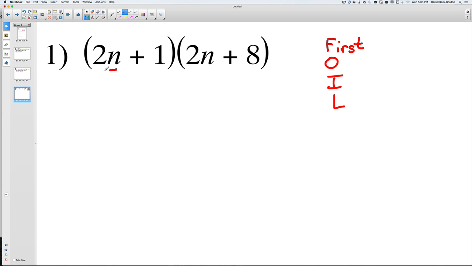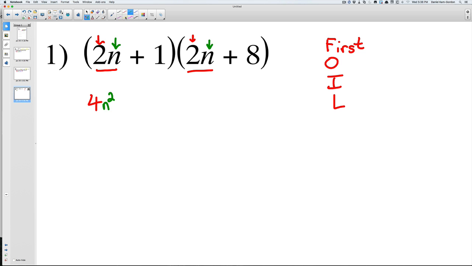We have 2n and we have 2n. So you're going to multiply those together. You're going to have 2n times 2n. You multiply first the 2 times the 2, which is going to be 4. And then you multiply the n by the n, which is going to be n times itself, which is n squared.